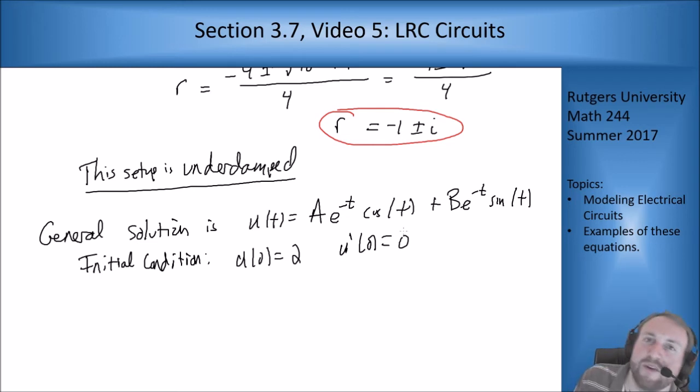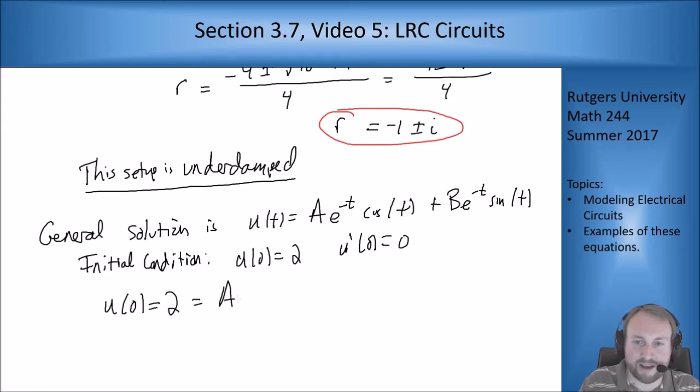I'm releasing it, which means it's just going to go up at that rate. I'm not throwing it in any direction. I'm just letting it go. So its initial velocity is going to be 0. So let's plug this in. u of 0 being 2, u of 0 is a plus 0 because the sine of 0 is 0. So it means a is 2.